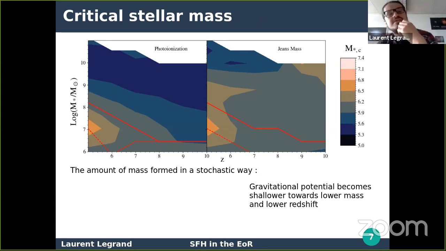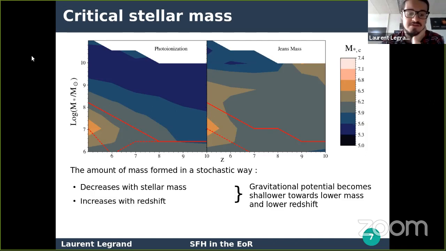Now, secondly, we will show a fit of alpha and beta, the slope and the normalization of the star formation history. But another interesting property is the mass at which galaxies escape this stochastic regime, so goes from being stochastic star formers to continuous star formers.